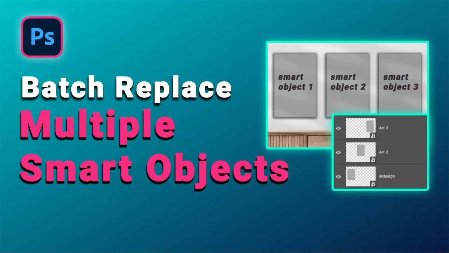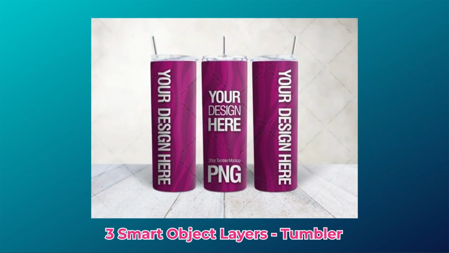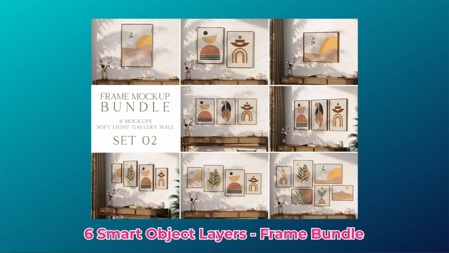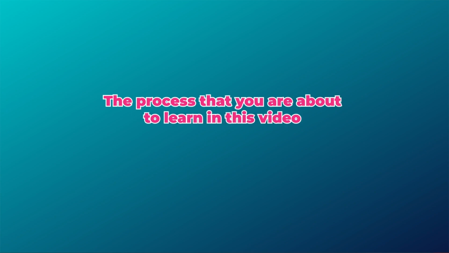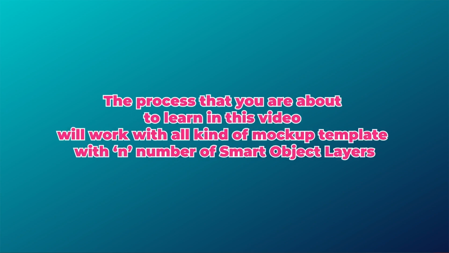Hello guys, in this video we will see how to batch replace multiple smart object layers in a mockup template. Your mockup may have 3 smart object layers, 4, 5, 6, 7 smart object layers. The process that you are about to learn in this video will work with all kinds of mockup templates with n number of smart object layers.